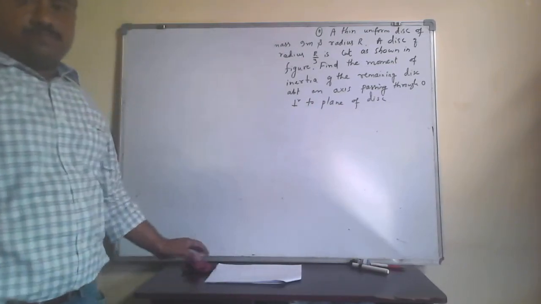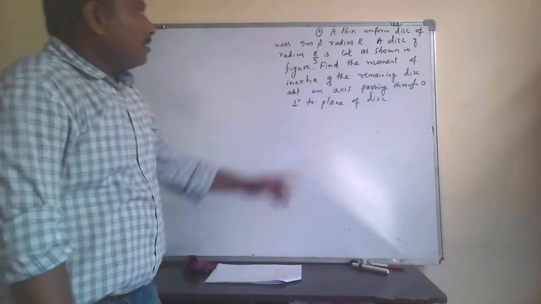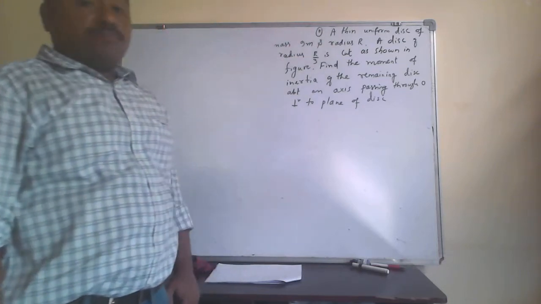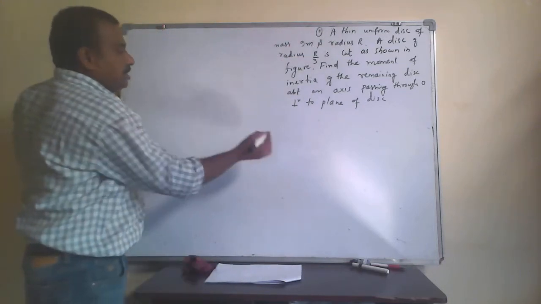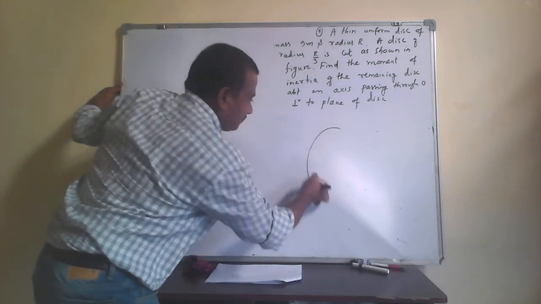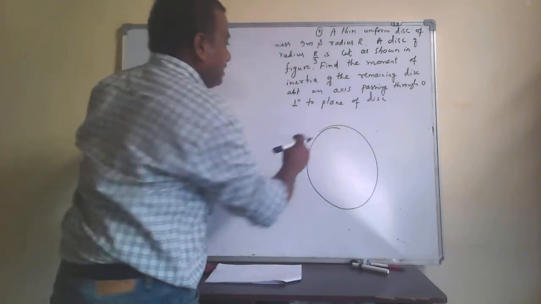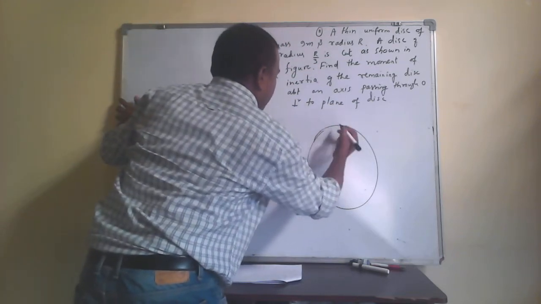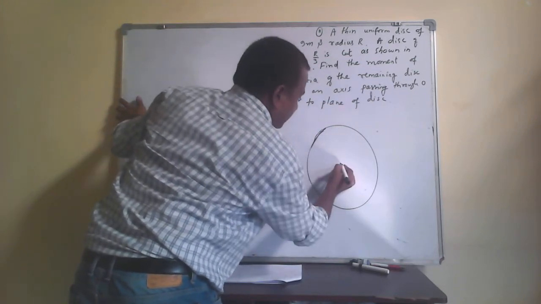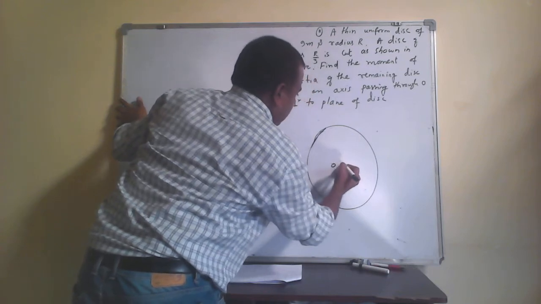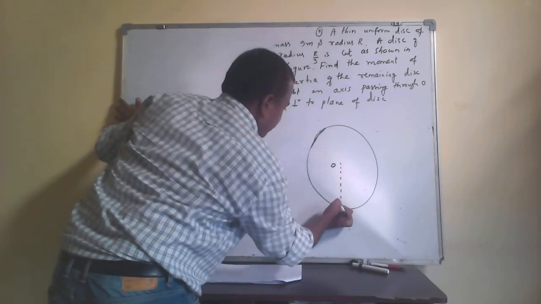Now the last problem. A thin uniform disk of mass 9m. There is a thin uniform disk like this. Its mass is 9m and its radius is r. This is the center of the disk. Let us take that this disk has a radius of r.